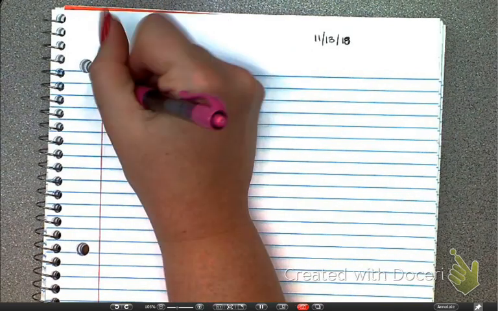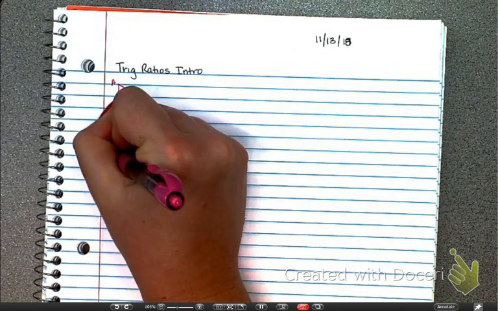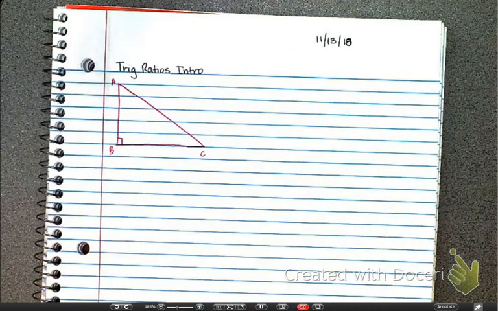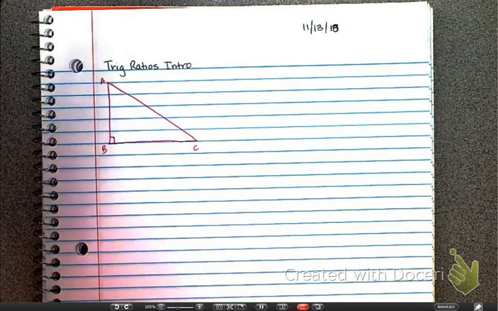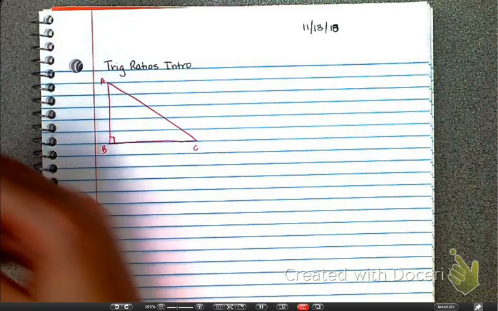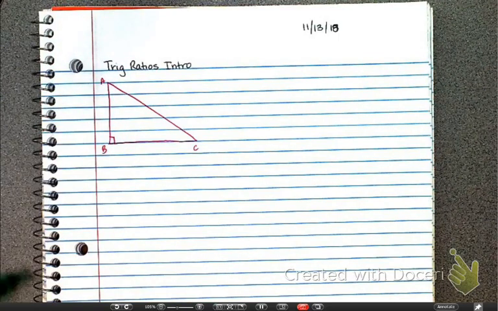So let's call this triangle ABC. We have a right triangle, and it's triangle ABC. Let's talk about some things you know or some things you can label about this right triangle. It's a right triangle, so it has a 90-degree angle. All the angles equal 180.